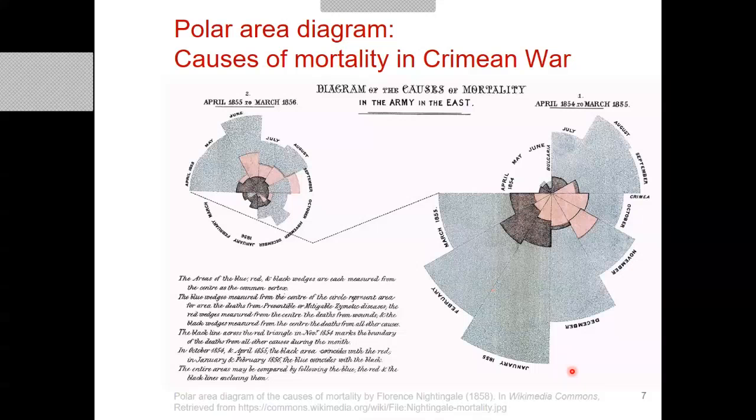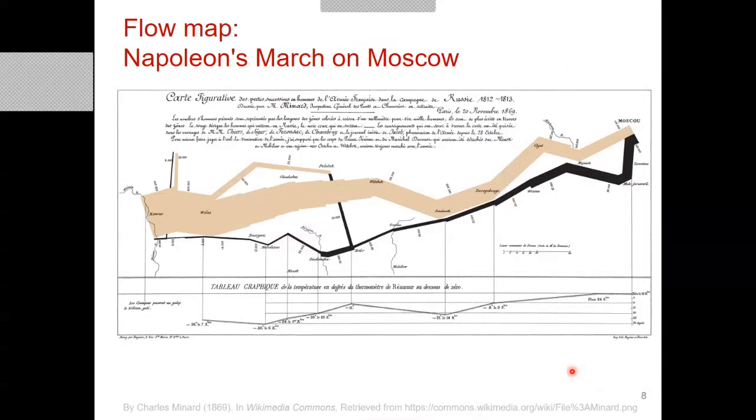Now, also, our next classic relates to war. It's a flow map by Charles Minard, a French engineer, showing Napoleon's devastating march on Moscow. And this graphic is notable for its representation of 6 types of data in just 2 dimensions. So he showed the direction of travel with this brownish band towards Moscow and the black band for the retreat.